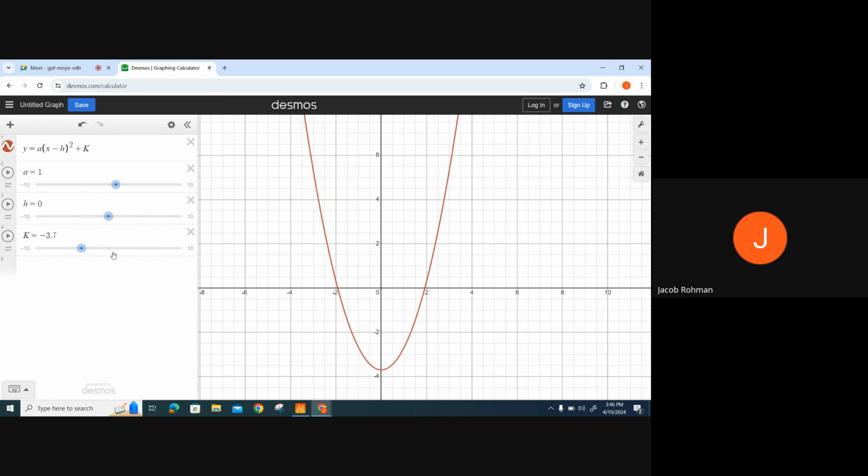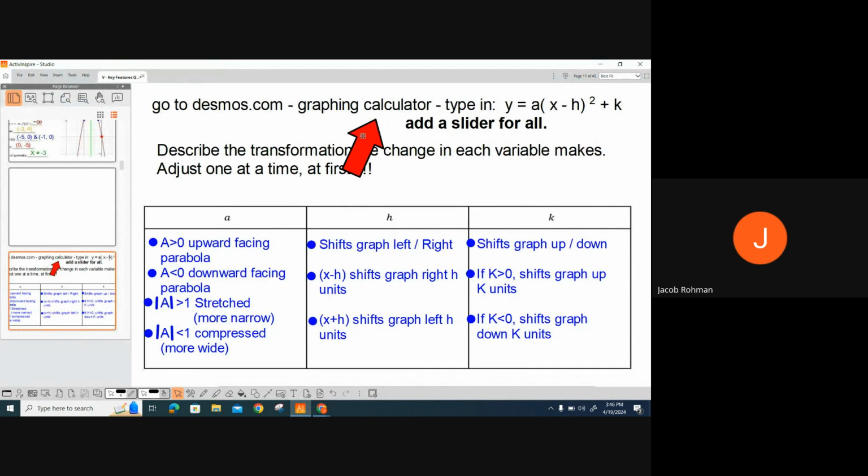Okay. So let's put some language to what we're looking at here on our slides. First, we looked at a. When a is greater than 0, we have an upward facing parabola. And when a is less than 0, we have a downward facing parabola. Next, when the absolute value of a is greater than 1, this graph was stretched.